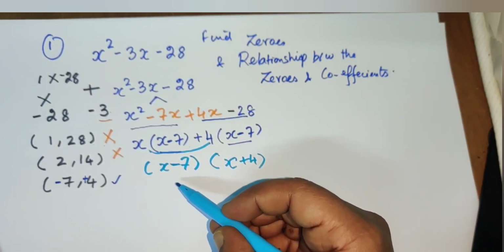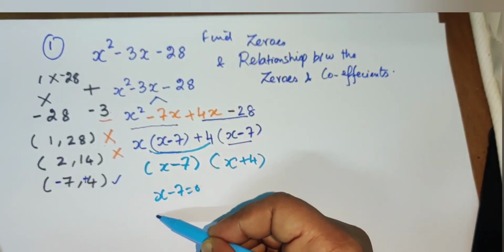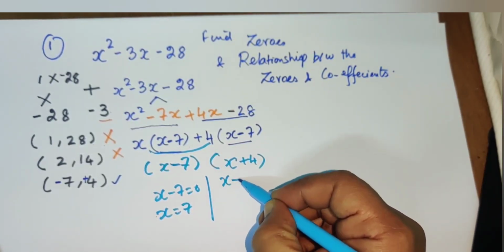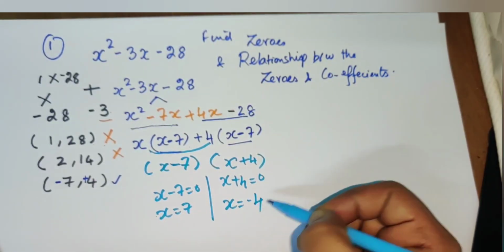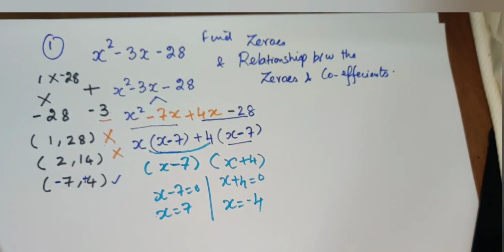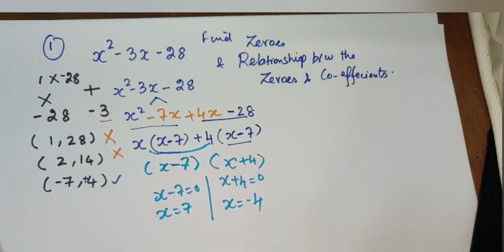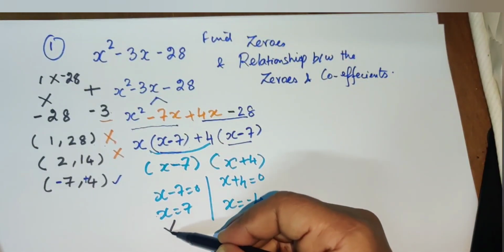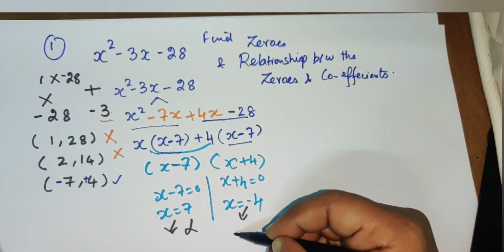Now we are going to find out the zeros. So x minus 7 equal to 0, x equals 7. And then x plus 4 equal to 0, x equals minus 4. We found 2 zeros, right? Now we can verify our zeros with the formula, with the result we have derived just before, right? So now we can consider this first zero as alpha and the second zero as beta.